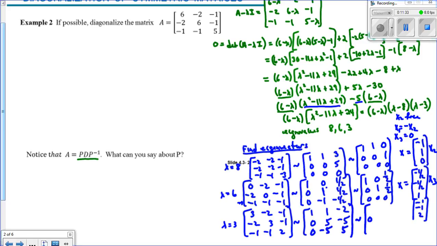Okay, so row 2 will be 0, 1, negative 1. The last row will be all zeros. And then row 1, when I add negative 1 times row 2 to it, to get rid of that 1 position, will be 1, 0, negative 1. So our vector x, we have that x1 is just x3. We have that x2 is x3. And then we have that x3 is free.